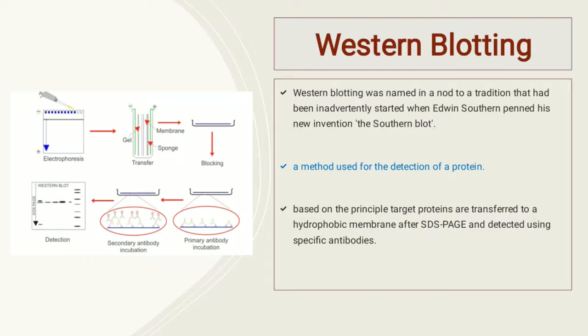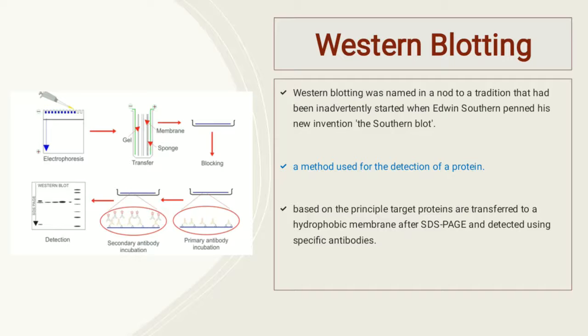So the naming of all these techniques has nothing to do with the directions. Western blotting is a method that is used for the detection of our target protein from a mixture of proteins. In Western blotting, first of all, you need to extract proteins from the cell. After extraction of protein, you need to load your sample into the gel.